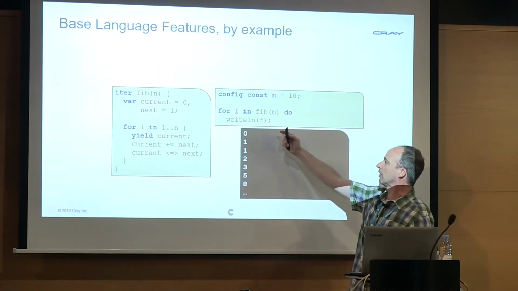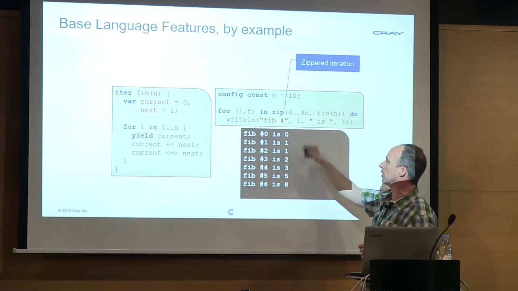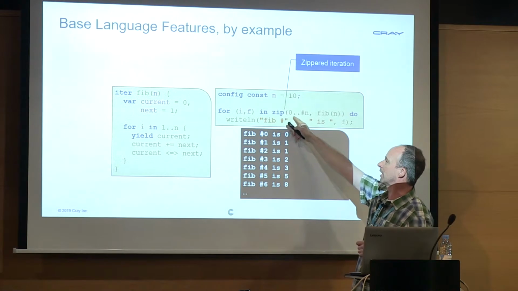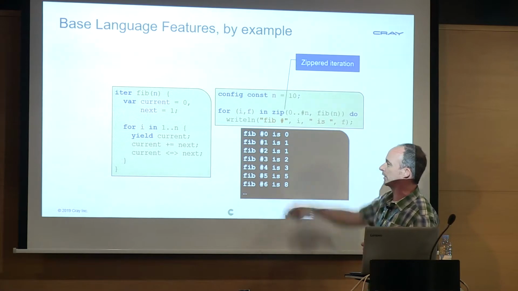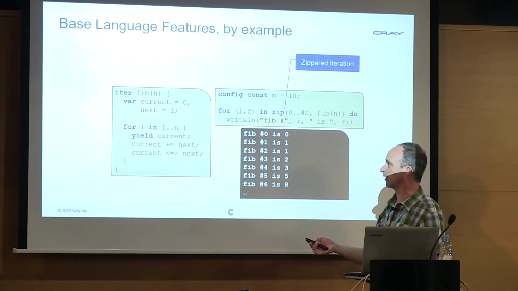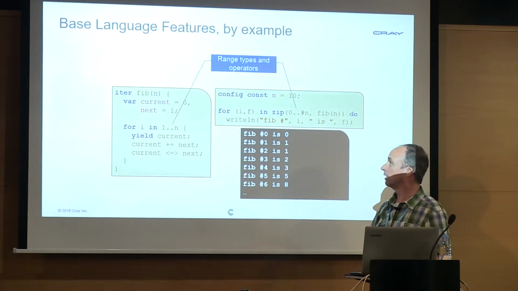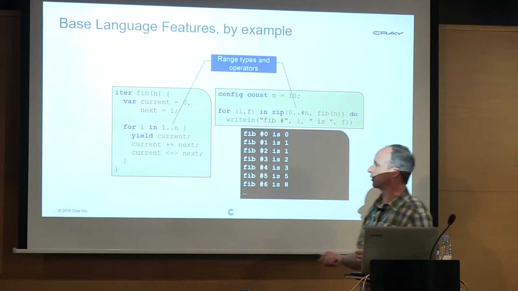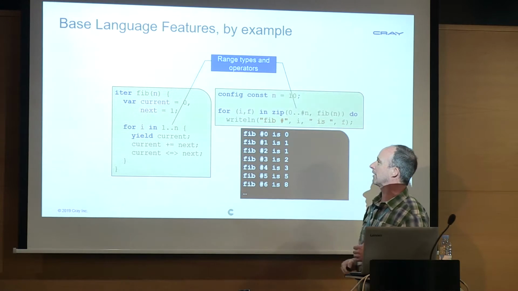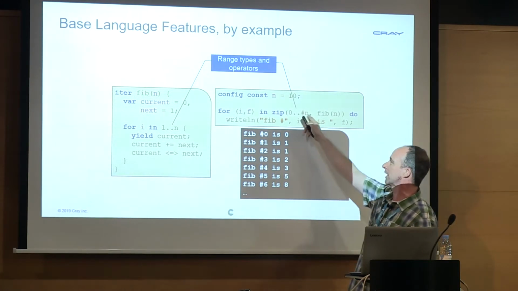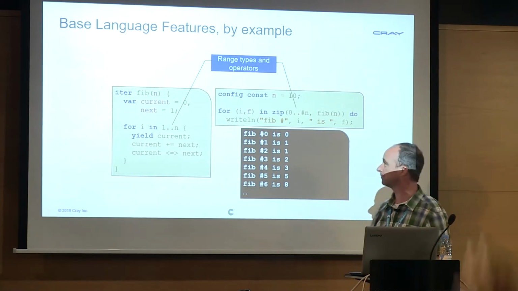Here I'm just iterating over the fib iterator by itself. We also support zippered iteration in Chapel, in which you can iterate over multiple things simultaneously. So here I'm iterating over the values 0 through n minus 1 and fib of n, and then I'm using that to make my output look a little bit nicer. We also support parallel iteration over multiple collections, and that's used a lot once we get into the parallel features. We have range types and operators in the language, which just represent an integer sequence. So these are the integers 1 through n. This basically says start counting from 0, count to infinity, but don't only give me the first n things. So this is kind of a stylized way of writing 0 to n minus 1, for example.